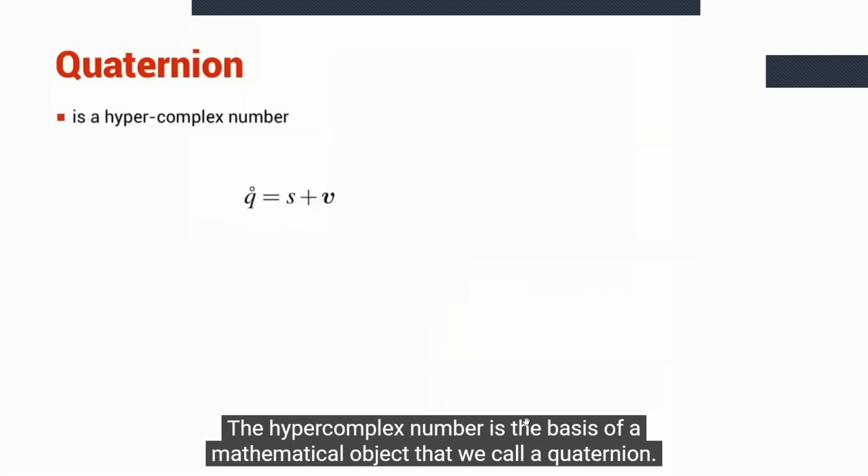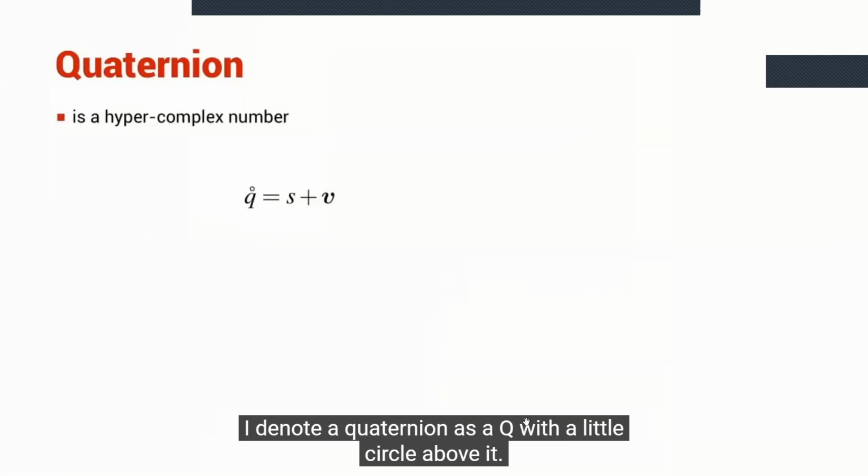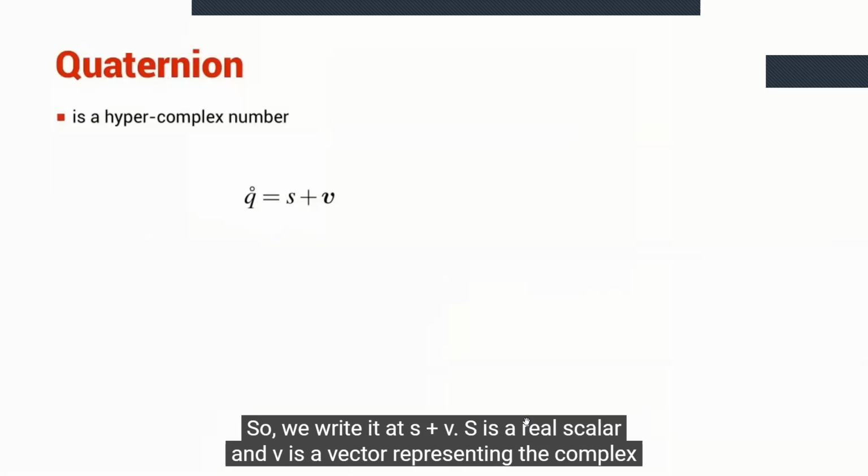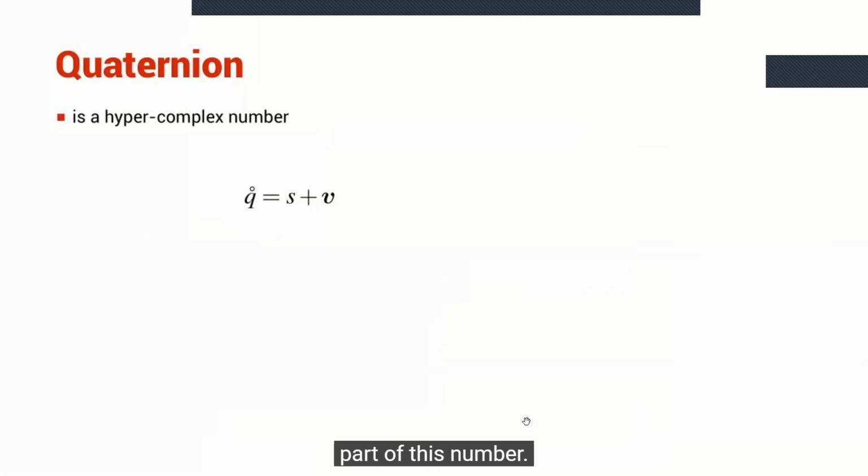The hypercomplex number is the basis of a mathematical object that we call a quaternion. I denote a quaternion as a q with a little circle above it. So we write it as s plus v. s is a real scalar and v is a vector representing the complex part of this number.